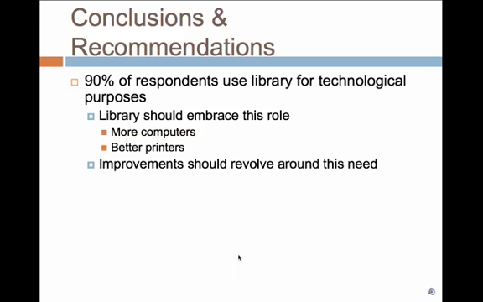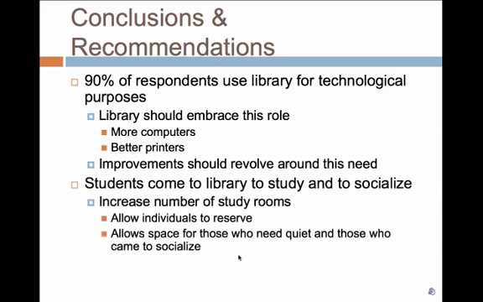So for our conclusions and recommendations, we went off of the idea that the library is a technology hub for patrons and students. Since 90% of the respondents use the library for technological purposes, the library should indeed embrace this role and provide the students with those computers and better printers. So most improvements from there on out should revolve around this need. Also, students come to the library to study and to socialize. So perhaps one way to deal with this would be to increase the number of study rooms available in the library and allow individuals to reserve them, not just groups, and this would allow for space for those who need quiet and also those who came to socialize.